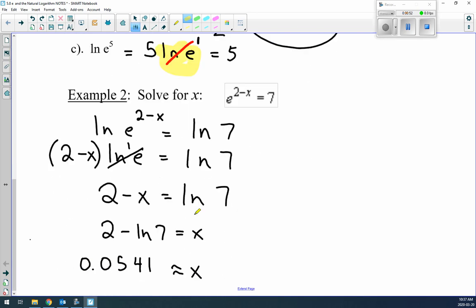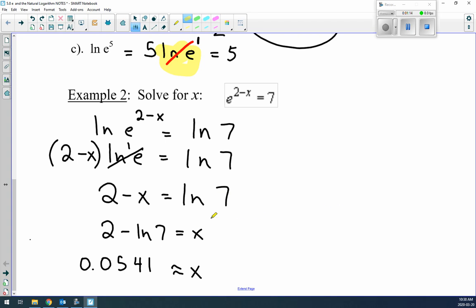So example 2, let's solve one of these. You know you have to use natural logs right away because of the e. So what we do is we natural log both sides, ln and ln. Rules are all the same. This 2 minus x comes to the front, right? It's the exponent that comes to the front. What did we just say about ln e? It's 1. So 2 minus x times 1 is just 2 minus x. So 2 minus x equals ln 7.